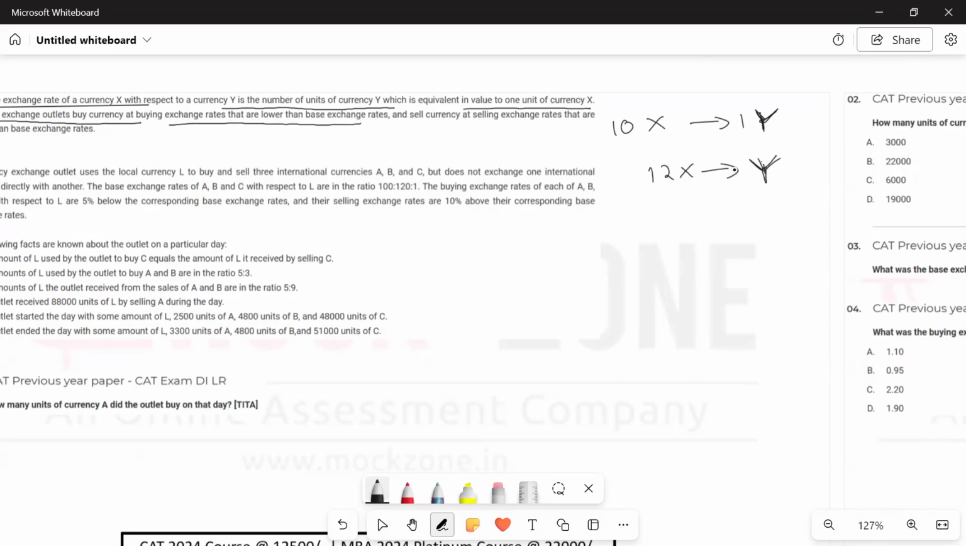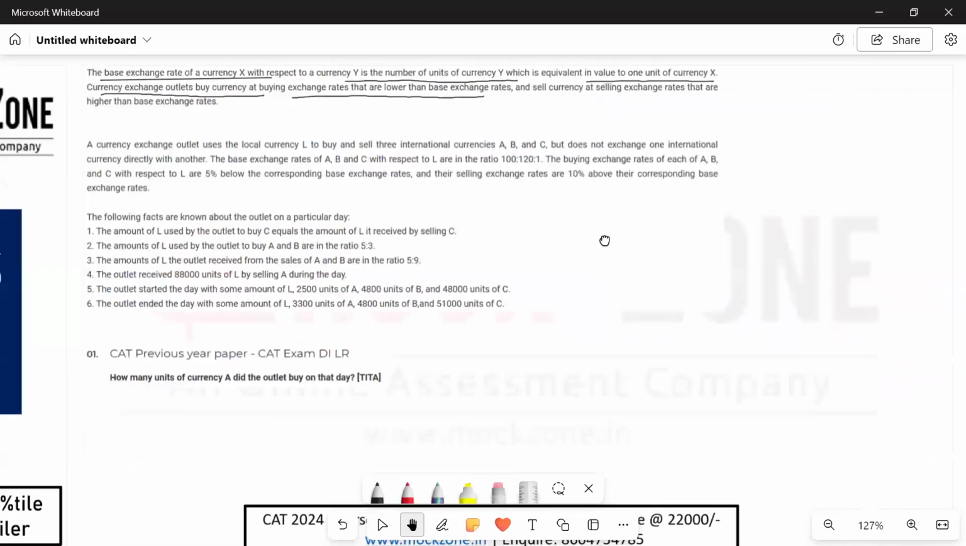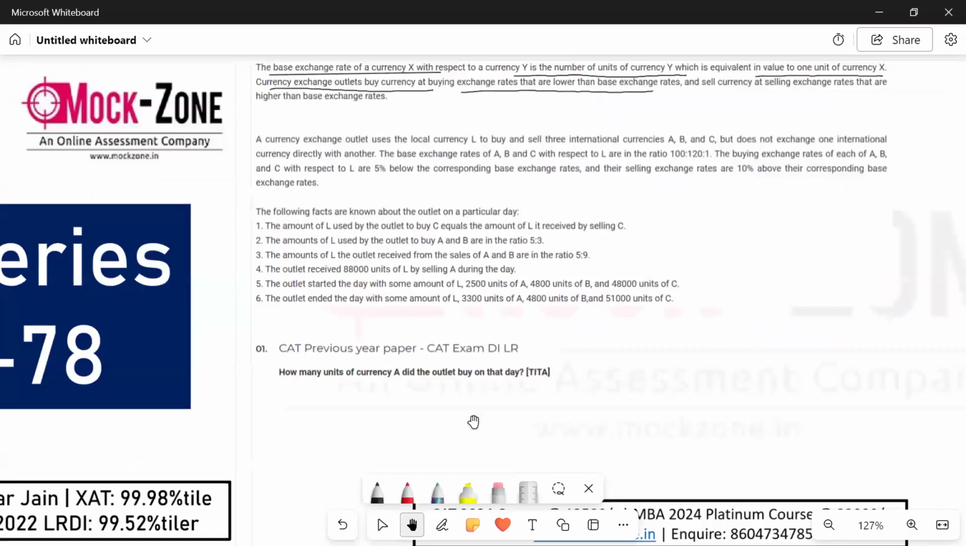I am giving him Y. But in exchange, let's say someone is giving me Y and he wants X. Then if he gives me 1Y, I will pay him less than the base rate, which is, for example, 8X. That's what the statement means. So when we buy, we are buying at less than the base rate, and when we sell, we are selling at a higher than the base exchange rate.